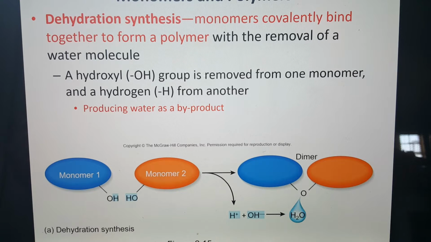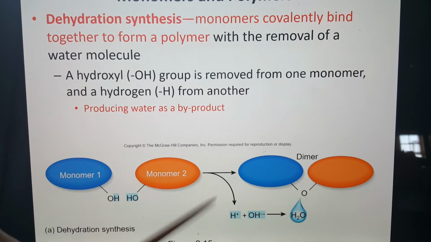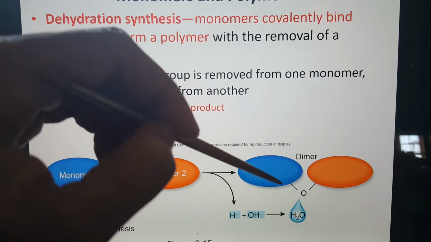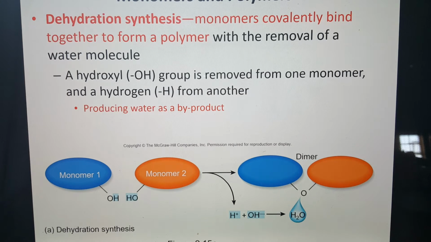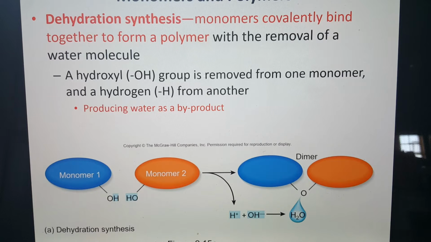In order to do this, the process is called dehydration synthesis. So we're going to dehydrate something. We're going to remove water from these two monomers, these two building blocks. When that water is removed, we've created a leftover oxygen. This leftover oxygen is going to be the bond, the connector between our two monomer building blocks, which is now a dimer.